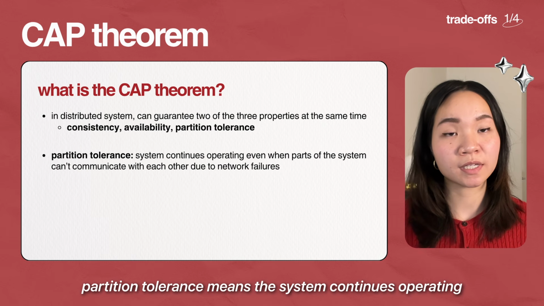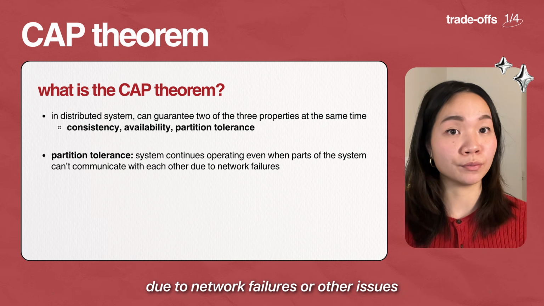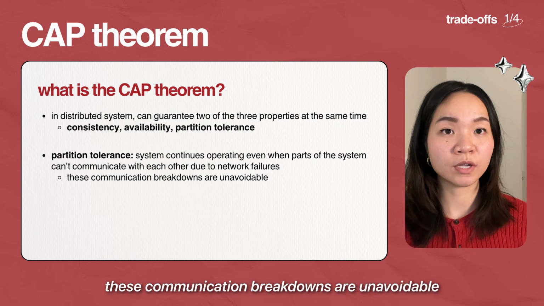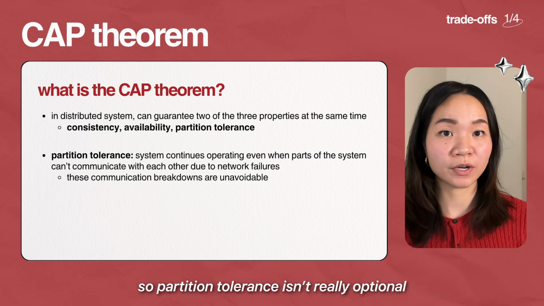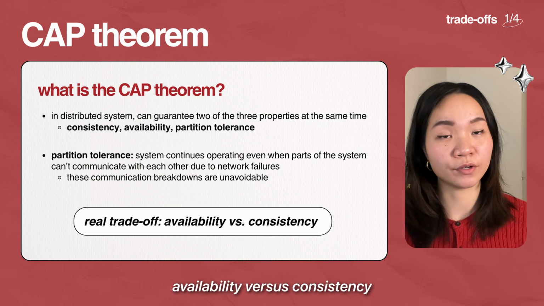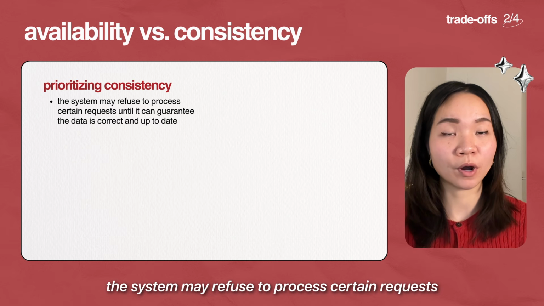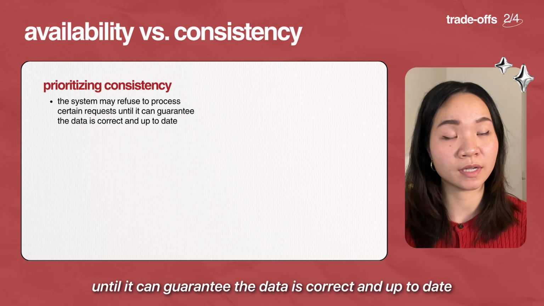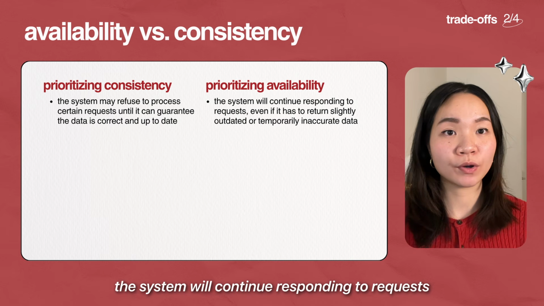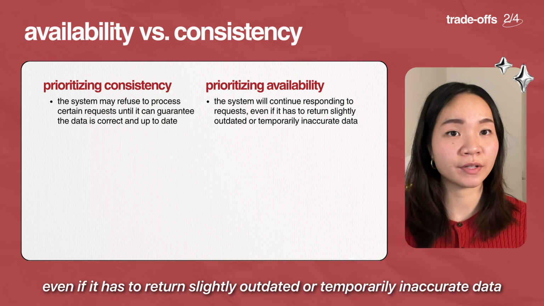Partition tolerance means the system continues operating even when parts of the system can't communicate with each other due to network failures or other issues. In real-world distributed systems, these communication breakdowns are unavoidable, so partition tolerance isn't really optional. That means the real trade-off becomes availability versus consistency. If you prioritize consistency, the system may refuse to process certain requests until it can guarantee the data is correct and up to date. If you prioritize availability, the system will continue responding to requests even if it has to return slightly outdated or temporarily inaccurate data.